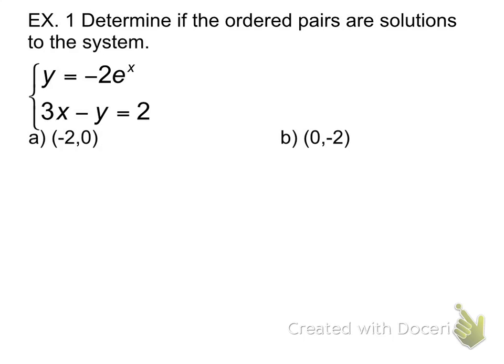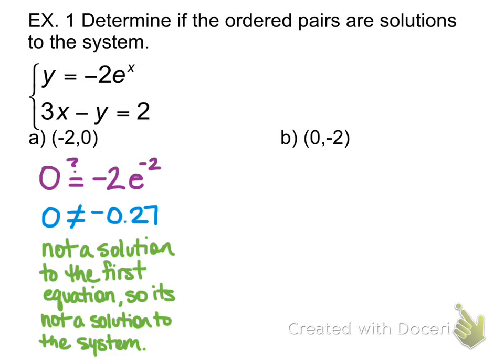So I'm going to start by plugging in -2, 0 into the first equation. So -2 is going to go in place of the x and 0 in place of the y. So I'm trying to see if 0 is going to equal -2 times e to the -2 power. And I can just type all of that into the calculator. -2 times e to the -2, and that's about -0.27. Well, obviously that's not the same thing as 0, not equal to 0. So this means it's not a solution to the first equation. So if it's not a solution to the first equation, I don't even have to try it in the second equation. It's not a solution to the system.